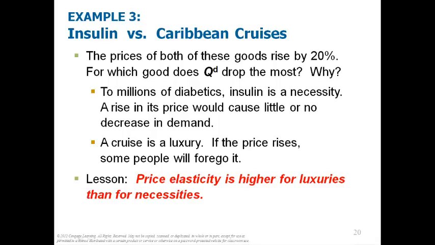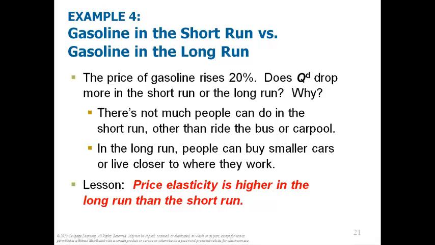Price elasticity is higher for luxuries than for necessities. Necessities tend to be price inelastic. Luxuries tend to be price elastic. All right, fourth and final example here. Consider the change in the quantity of gasoline that would be bought in the short run versus the change in gasoline that would be bought in the long run due to a change in price.